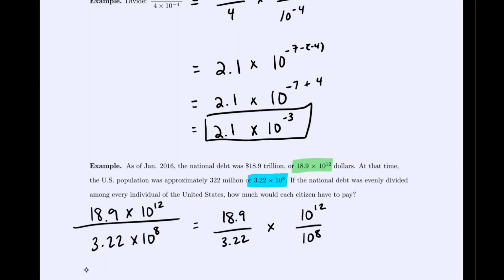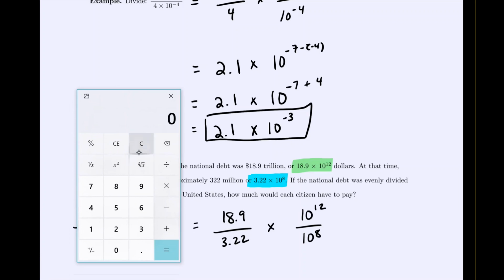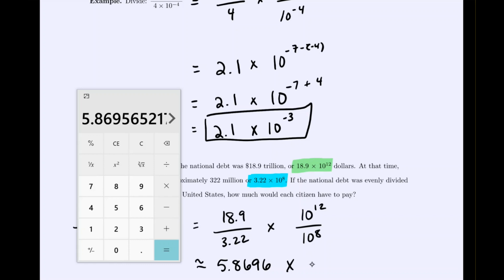Simplify each piece. And let's just round this to a few decimal places. We'll round it to 1, 2, 3, 4 decimal places. That's going to give us about 5.8696 when rounded, times, in this case, you would subtract the exponents because they're being divided. And that's our answer in scientific notation.